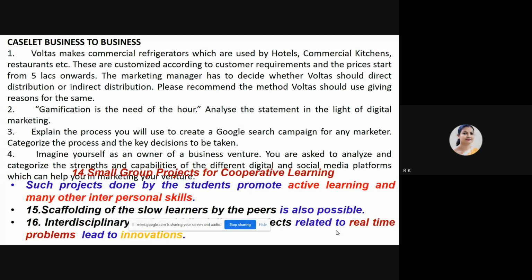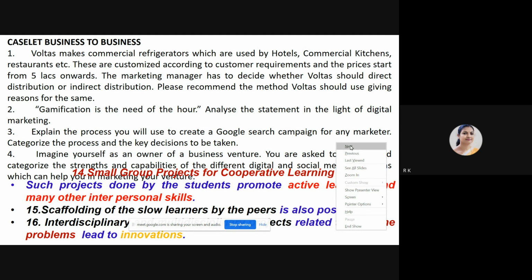Say, for example, Voltas is making commercial refrigerators, which are used by hotels, correct? Commercial kitchens or commercial restaurants are using them. So these are customized according to the customer requirements. Okay, the refrigerator I'm talking about. And the prices start from 5 lakhs onwards. Now the marketing manager has to decide whether Voltas should go for direct distribution or indirect distribution. State your reasons why it should go for indirect or why it should go for direct. So please recommend the method Voltas should use, giving the reasons for the same. So this is one method which you can use.